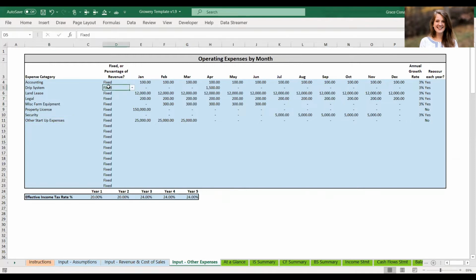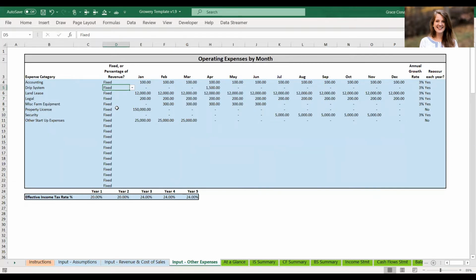So you have a couple ways that you could calculate your expenses. You can measure them fixed, so the same amount every month. You could also calculate them as a percentage of a certain type of revenue, so as a percentage of your total revenue or one of your 4 revenue categories. There aren't many examples I can think of where a growery would need to measure an expense as a percentage of revenue.